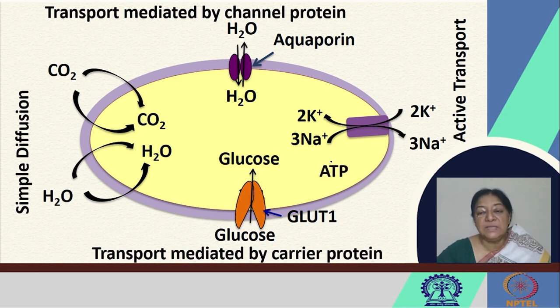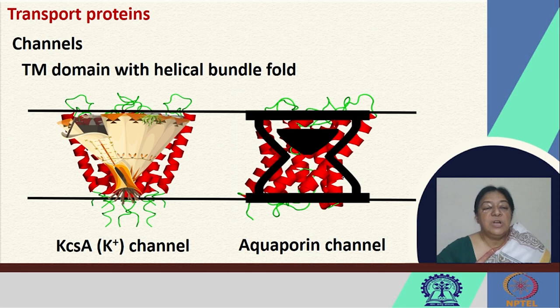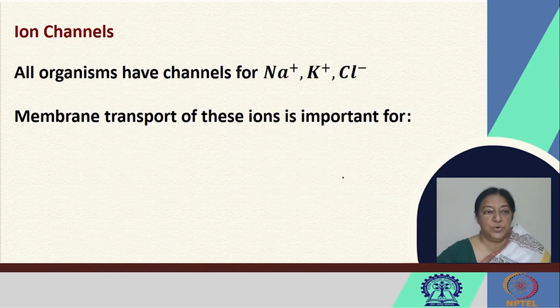If we now look at the specific active transport type, we will see that ATP comes into the scene, where we have an ATP content. This energy requirement is there for active transport. The transport protein channels are specific types of channels that have a transmembrane domain, which could be specific for an ion, such as the K plus channel, or we could have an aquaporin channel that would be specific for the transport of water.